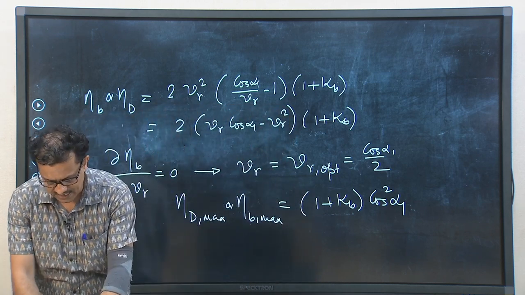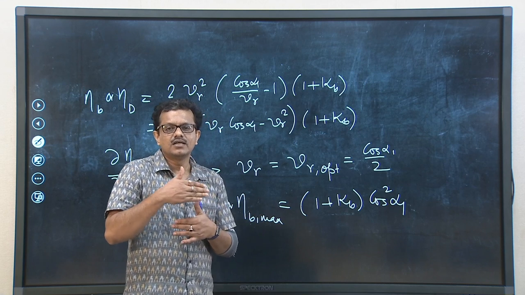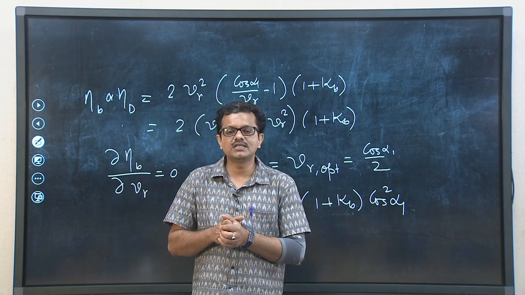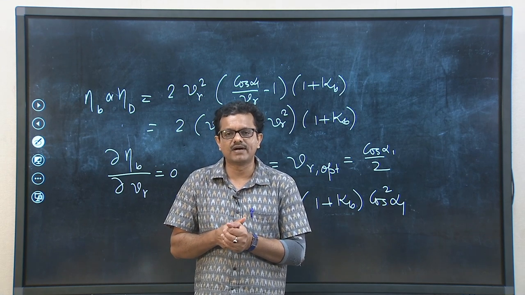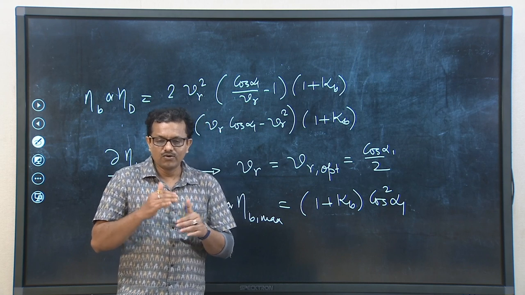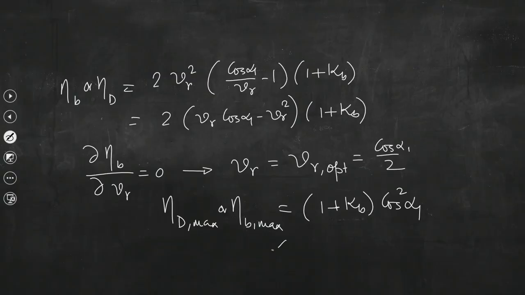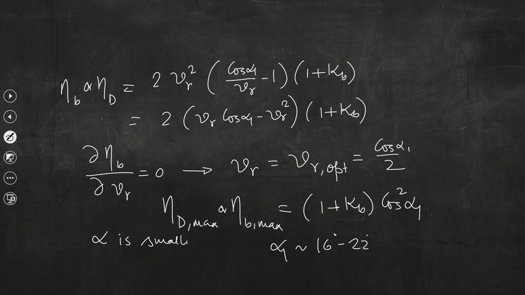So, what we can conclude from here is that if we reduce alpha 1, then efficiency should be maximum. If we can reduce the flow angle at the inlet, then blading efficiency or diagram efficiency can be maximized. But if we reduce the flow angle drastically, there will be a certain amount of loss of energy, and to maintain a balance between the loss of energy and maximum efficiency, the typical value of alpha 1 is 16 degree to 22 degree. So, if alpha is smaller, eta d will be higher.